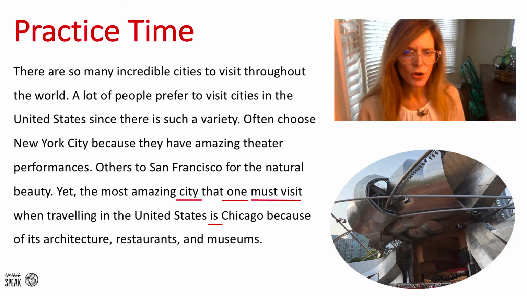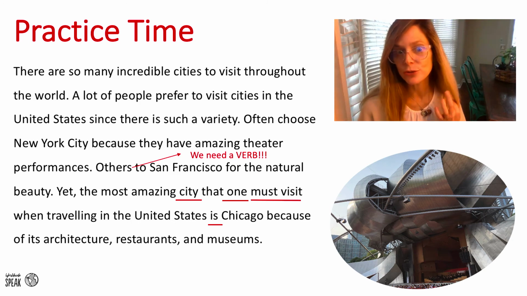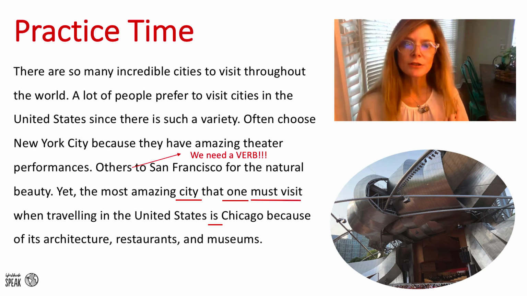"Others to San Francisco for the natural beauty." That doesn't sound okay to me. Others to San Francisco. Others to... wait a minute, something's missing. Yeah, you're right. We need a verb. Others what to San Francisco? There's no action in that sentence. I forgot to put a verb in. So we would probably say something like "others go" or "others visit" or "others plan to go to San Francisco." So make sure that you insert a verb in that sentence to make it correct.